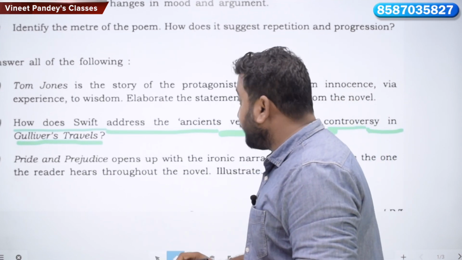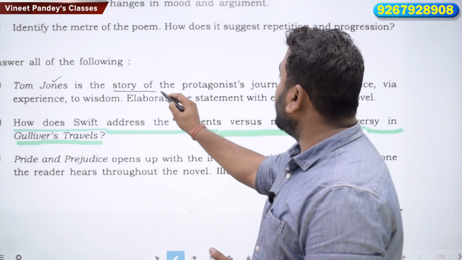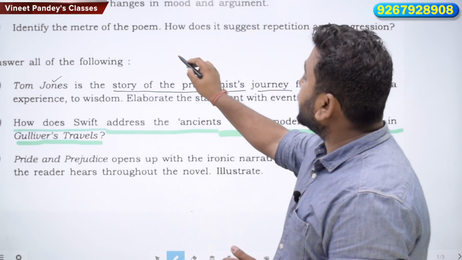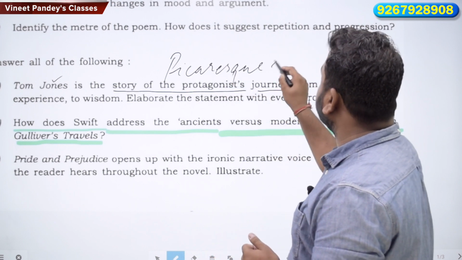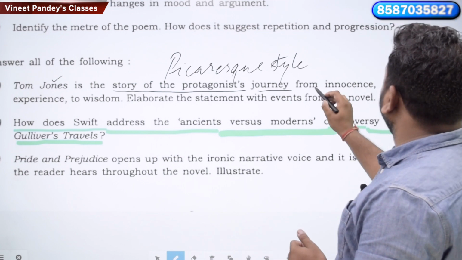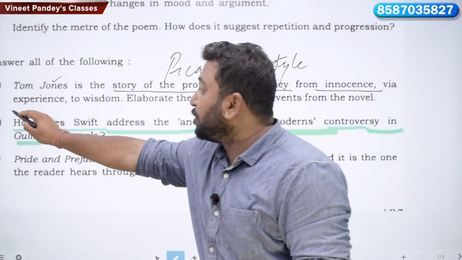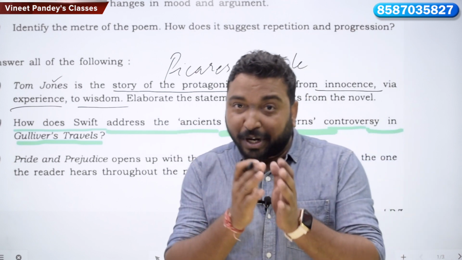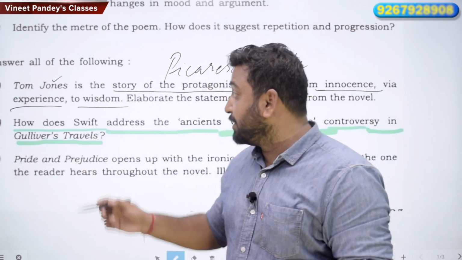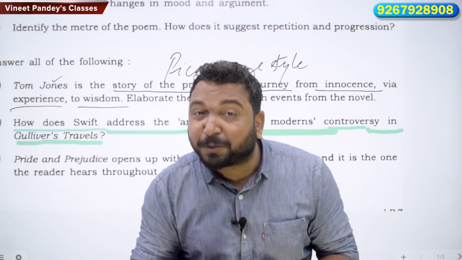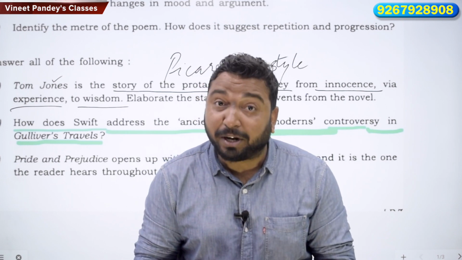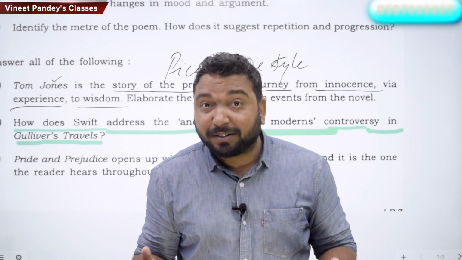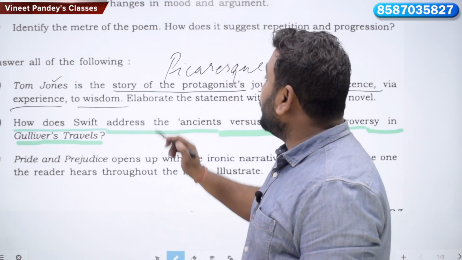The question, my friends, is: Tom Jones, the famous work written by Henry Fielding, is the story of the protagonist's journey, which means it is picaresque style. If you know the picaresque style, then you will understand his journey from innocence to experience to wisdom. Wisdom always comes after experience, and experience takes your innocence away. As kids, we were innocent. Then we had multiple experiences of our lives and now we are smart. So elaborate this thing.